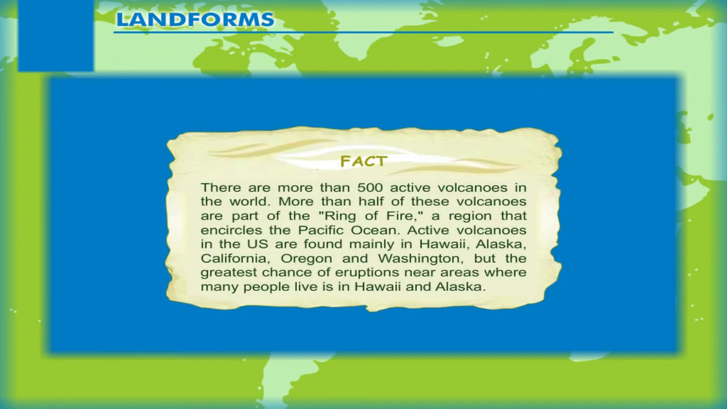Fact: there are more than 500 active volcanoes in the world. More than half of these volcanoes are part of the Ring of Fire, a region that encircles the Pacific Ocean. Active volcanoes in the US are found mainly in Hawaii, Alaska, California, Oregon, and Washington, but the greatest chance of eruptions near areas where many people live is in Hawaii and Alaska.